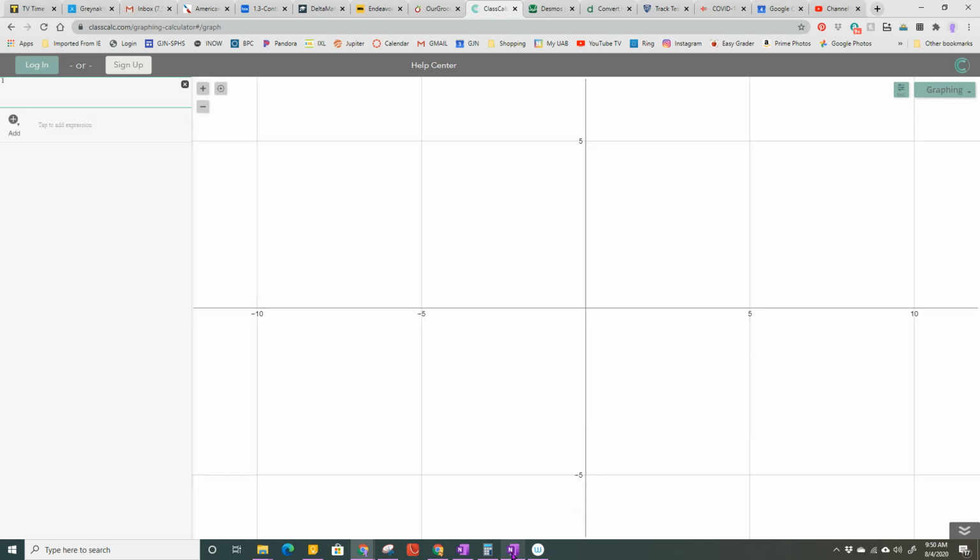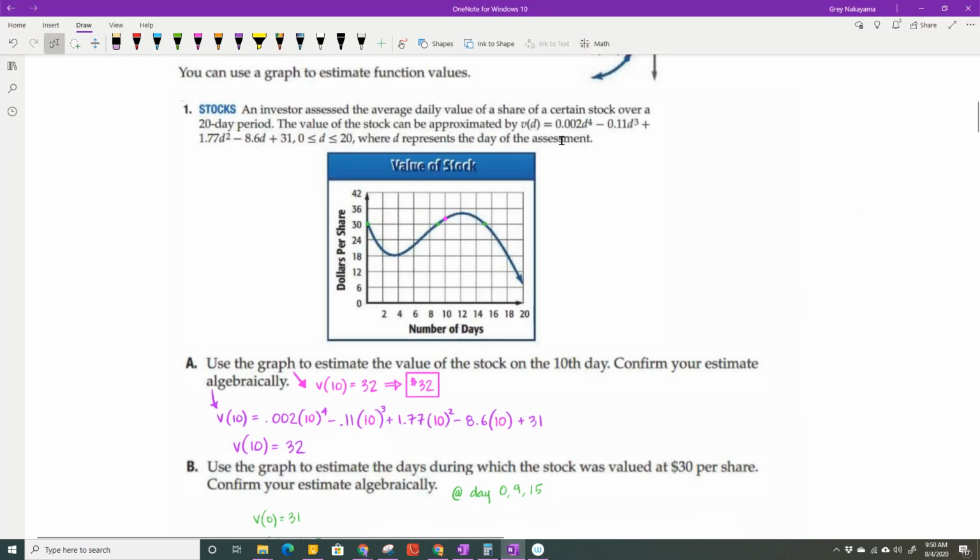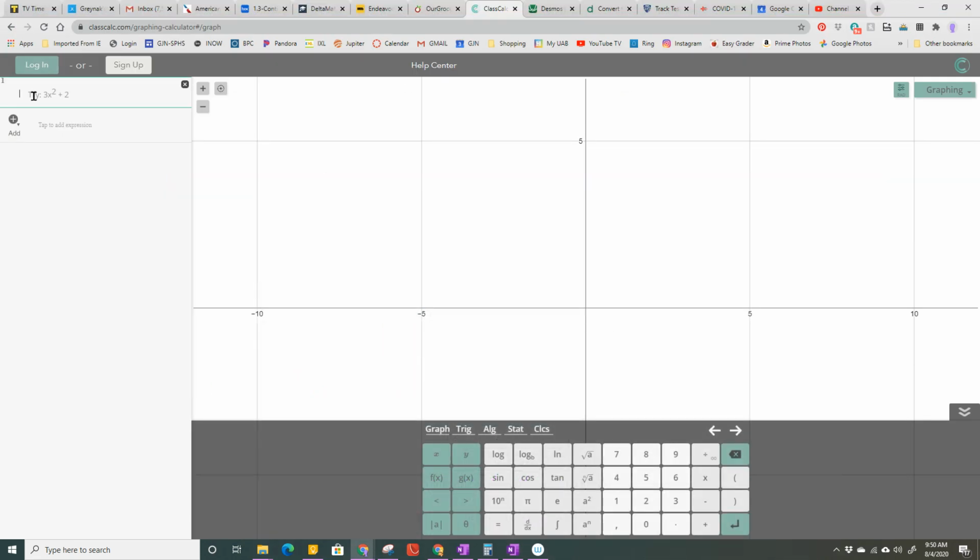Okay, now notice that my function said V of D equals 0.002 D to the fourth. So the two variables I have here are V and D. Well, whenever you use a graphing utility, you always have to put that in terms of Y and X. So when I plug it in, I'm going to say Y equals 0.002, and instead of D, I have to put X. And you can either use the caret symbol above the 6, and then I come back down, minus 0.11x. Otherwise, you can come down here and press A to the n, and it will take you up there.